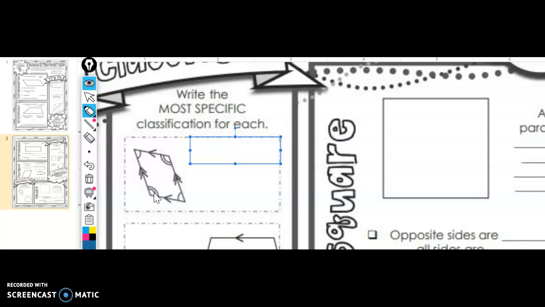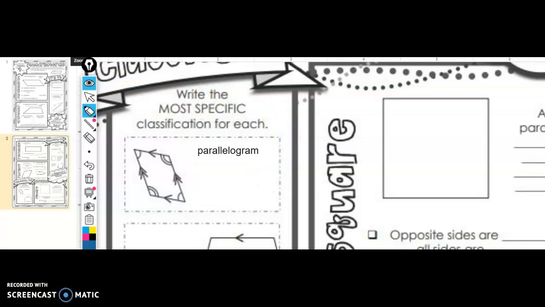So if I'm looking for more specific than a parallelogram, that would be the rectangle, rhombus, and square. So for it to be the rectangle, I would have to have 90-degree angles. Well, that's not marked, so it's not a rectangle. For the rhombus, I would have 4 sides congruent. I don't have the sides marked congruent, so I can't tell if they're all the same or not. And then, of course, that eliminates the square because I don't have either one of the conditions of the rectangle or the rhombus. So the most specific name for this one is a parallelogram. That's the most specific.